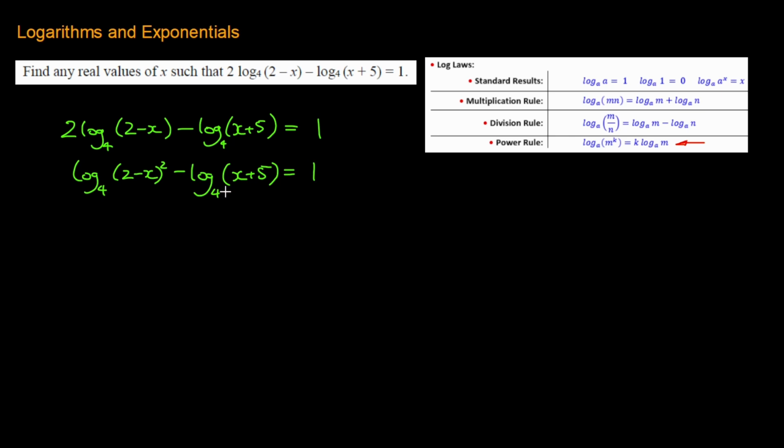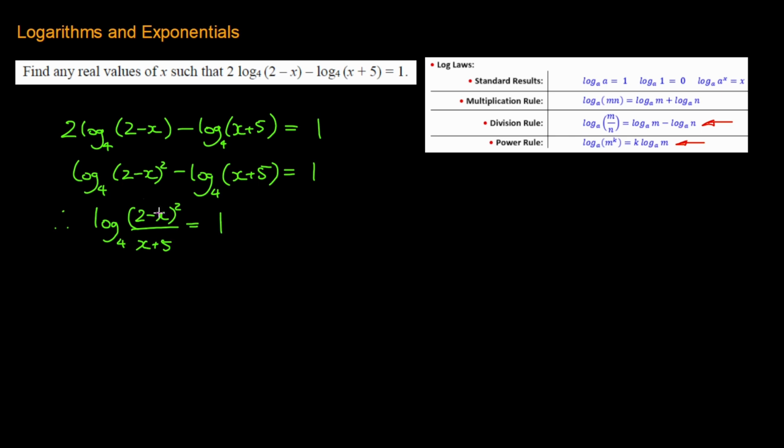Now, looking at this subtraction of two logs, if we use again the reverse of the division rule, we can merge these two terms into a single log expression of a fraction. So I get, therefore, the log to the base 4, this guy on the top, which is 2 minus x squared, divided by x plus 5, is equal to 1.